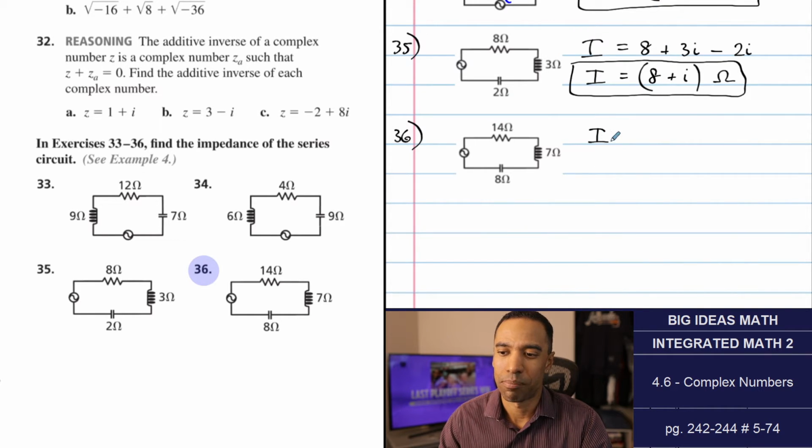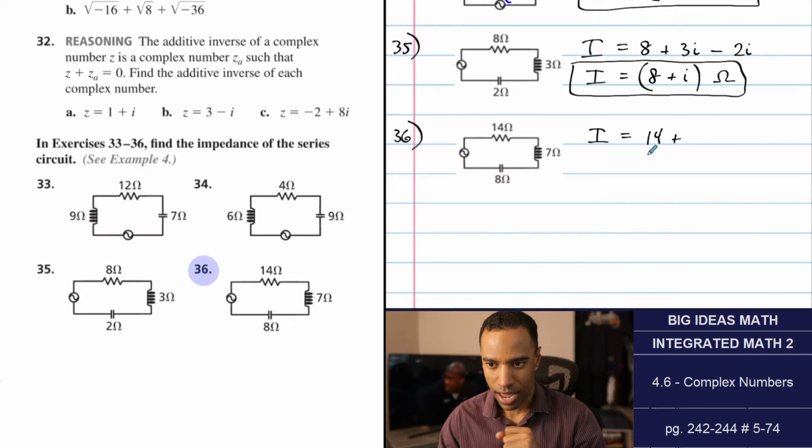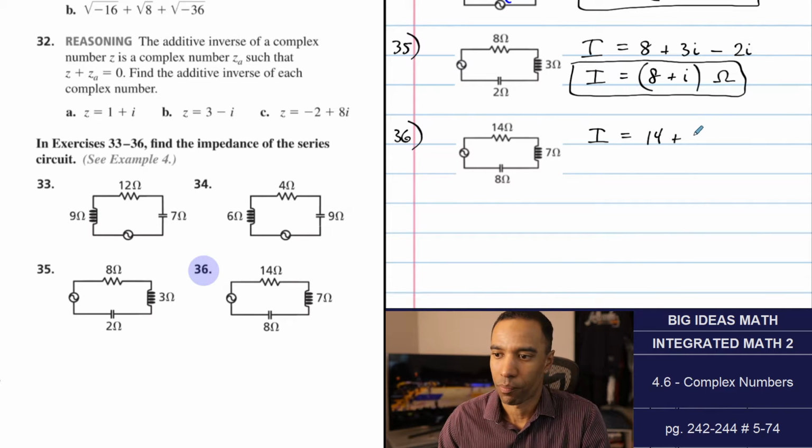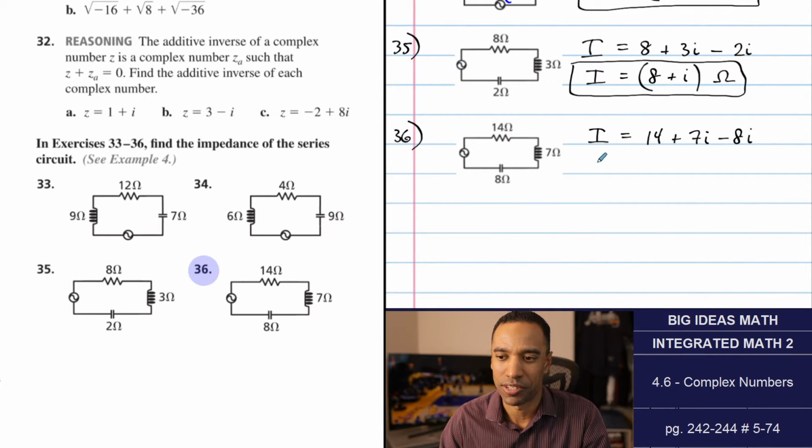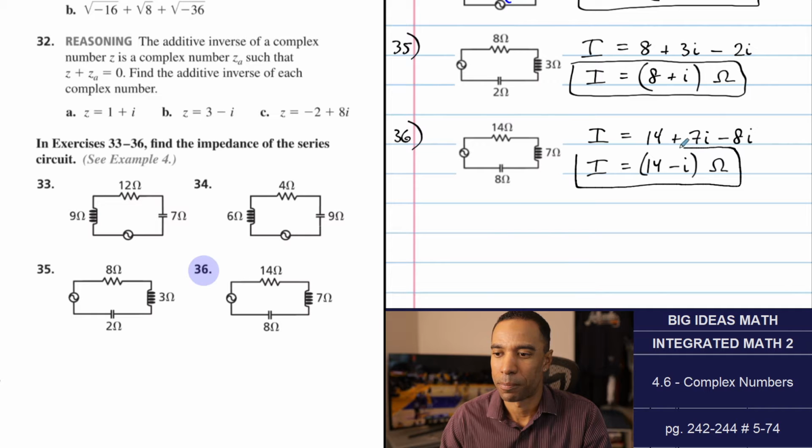All right, so the impedance we're going to take, here's the resistor with a resistance of 14 ohms. The inductor has a reactance of 7 ohms, so its impedance is 7i. And the capacitor, I just said it again. The capacitor has a reactance of 8 ohms, so that's negative 8i ohms of impedance. So the impedance is 14, and then 7i minus 8i is negative 1i. So that many ohms of impedance overall for that guy.